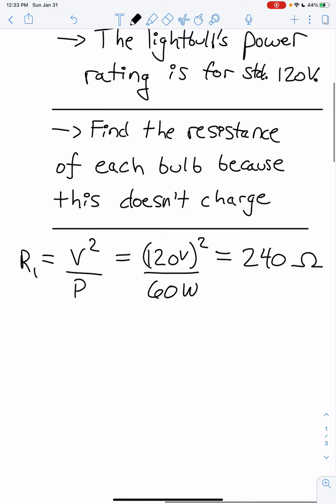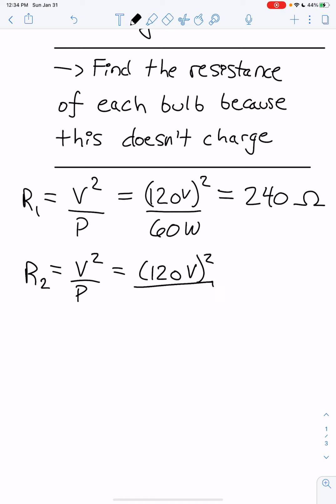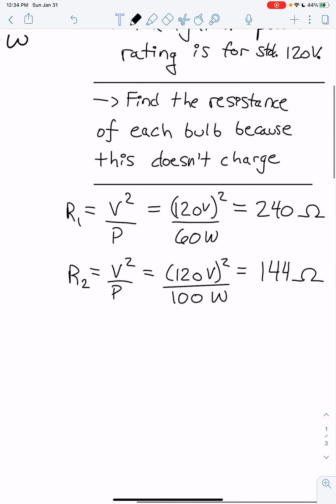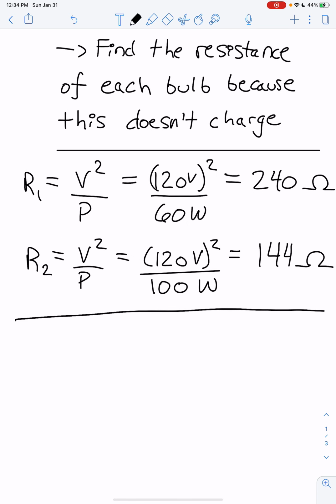Okay, so then we can do the same for the second light bulb and find the resistance. And so that again is V squared over P, and 120 volts squared, but this time it's going to be over 100 watts. Okay, so that gives us 144 ohms. Okay, so now we know what the resistance is.